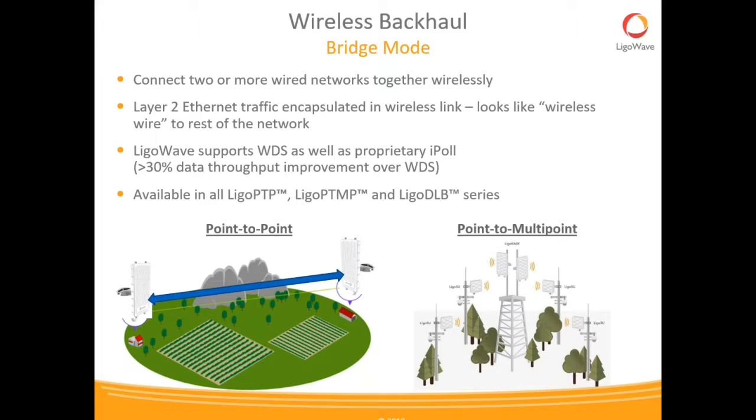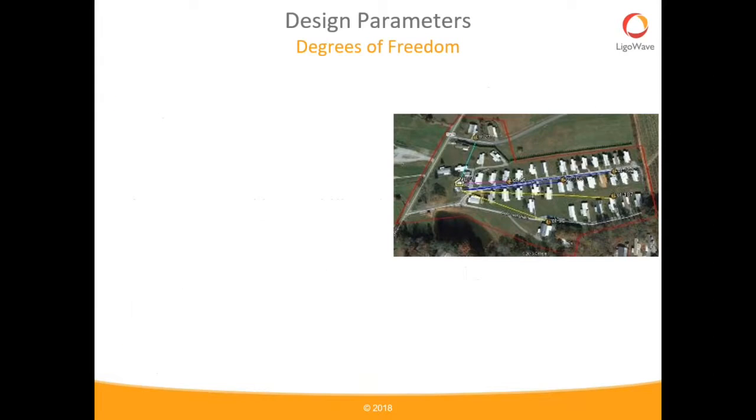Now with LigoWave, we support what is typically called a wireless distribution system, and there's a standard for this that a lot of vendors support. That's called WDS, for wireless distribution system. LigoWave also has a proprietary protocol called iPole, which eliminates a lot of the wireless overhead that's common in WDS, and we can typically get 30% or better data throughput over the standard protocol, and I'll show you some examples of that. This iPole protocol is available in all of our point-to-point and point-to-multipoint lines.